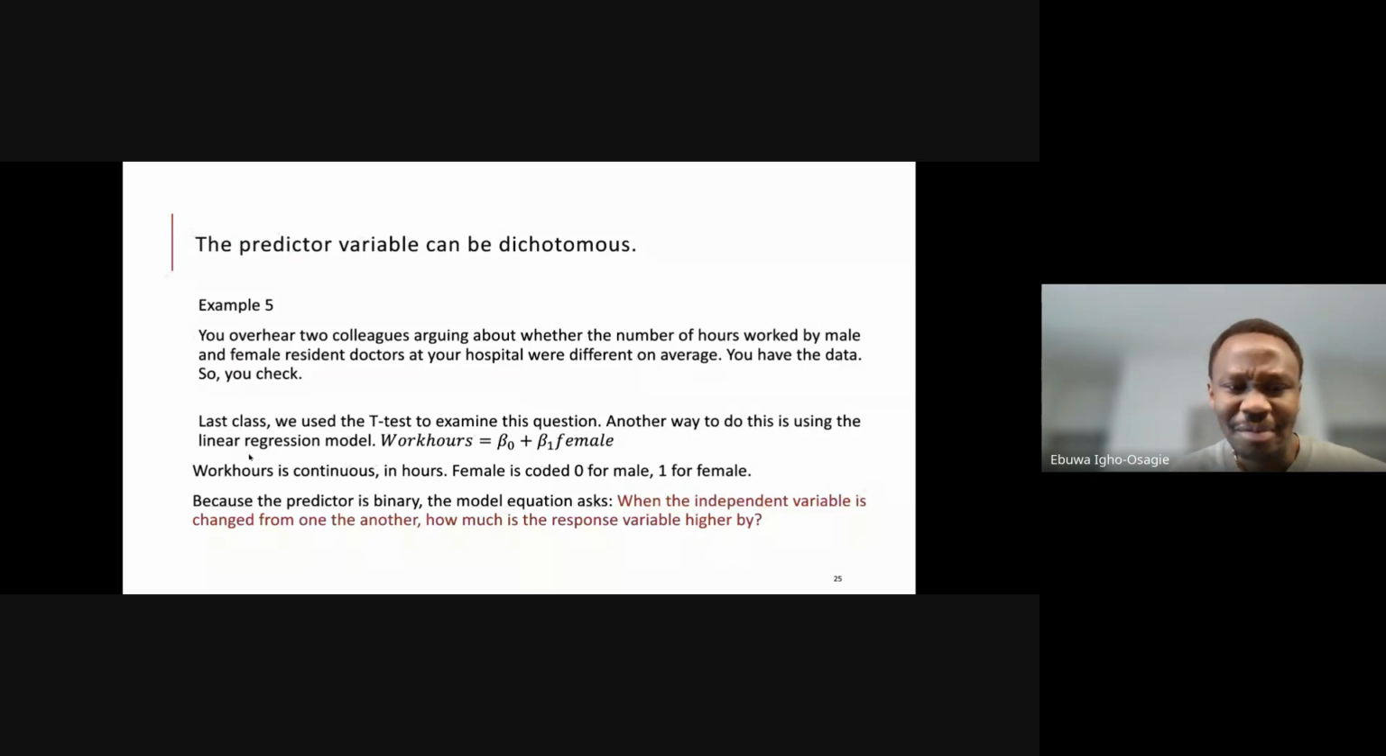And so you say, okay, last class we used the t-test to examine this question. Another way to do this is using the linear regression. So let's look at this question with a linear regression. If you remember, your Y is equal to beta naught plus beta 1 times X. This is what you have.